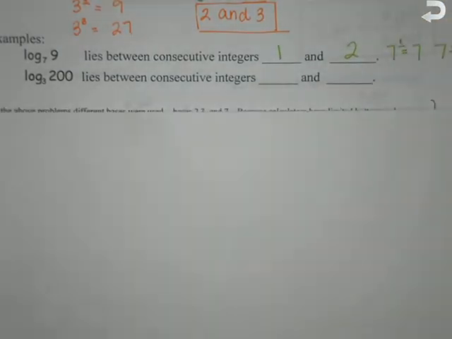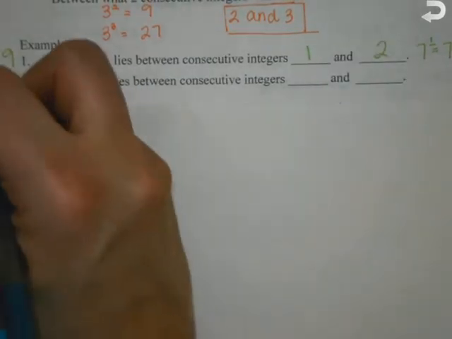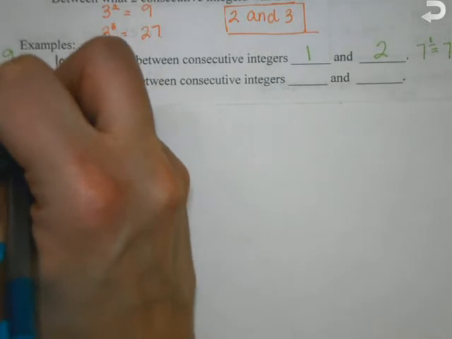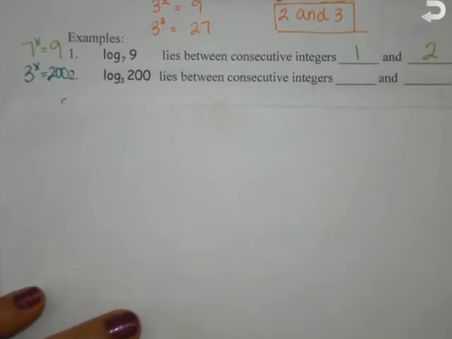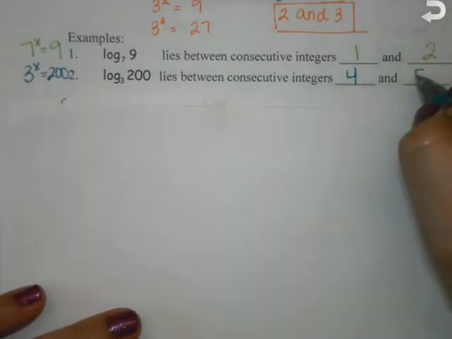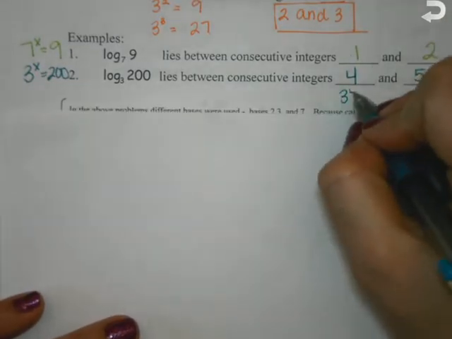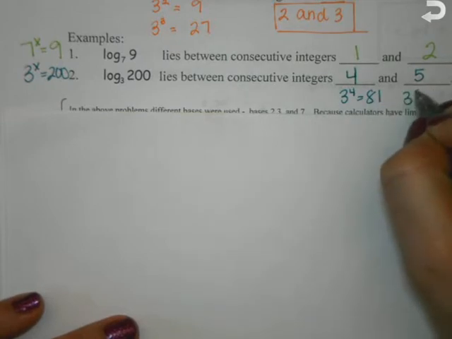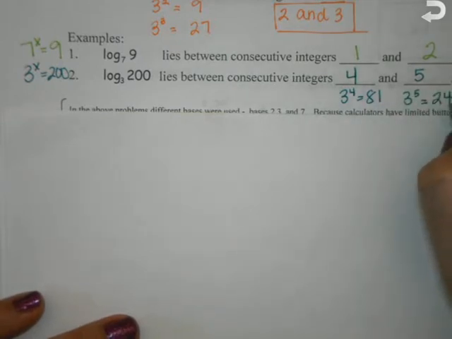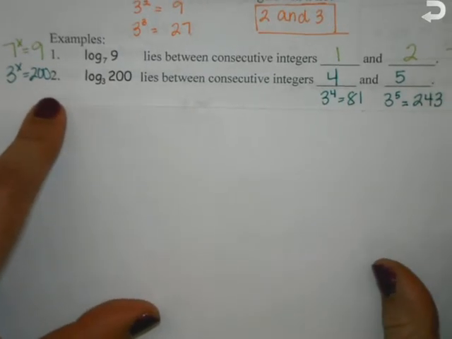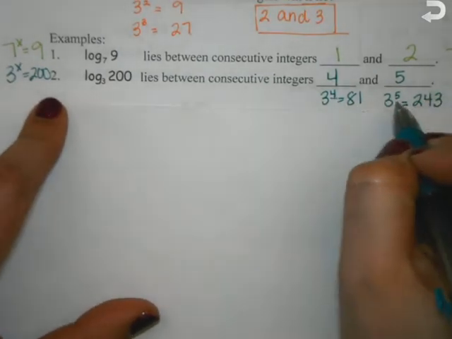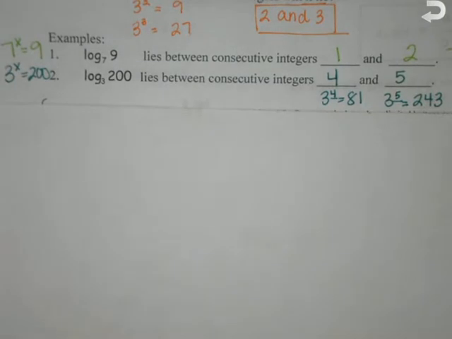Number 2, log base 3 of 200 can be rewritten as 3 to the x equals 200. So what two consecutive integers does x fall between there? 4 and 5. Because 3 to the 4th is 81, and 3 to the 5th is 243. Okay? So because 200 is between 81 and 243, our exponent has to be between 4 and 5. Make sense? Okay. So let's do what we call change of base formula then.